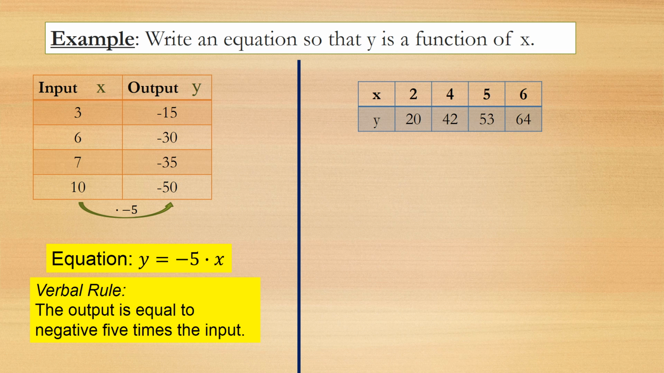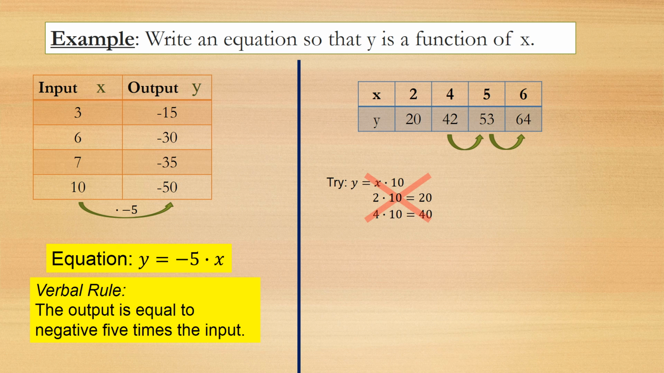Here's an example. It's a little bit more difficult. We have a few x values, a couple here in a row, 4, 5, 6, and y values that are larger and increasing. I'm going to just try something. Because I see 2 and 20, and I know that 2 times 10 is 20, let's try. Maybe that's the rule. It is true for the first scenario. However, 4 times 10 is 40, and we need this 40 to be a 42. So we know that's not the rule.